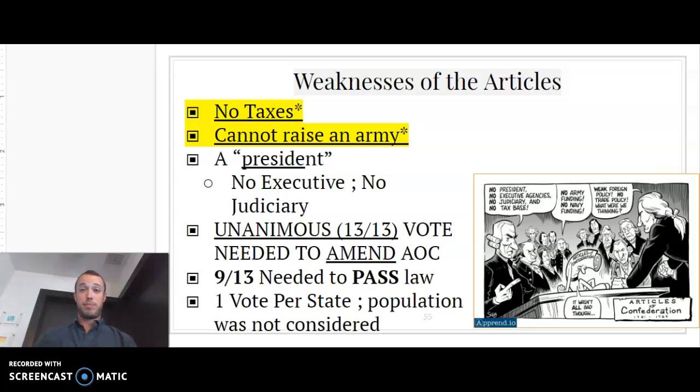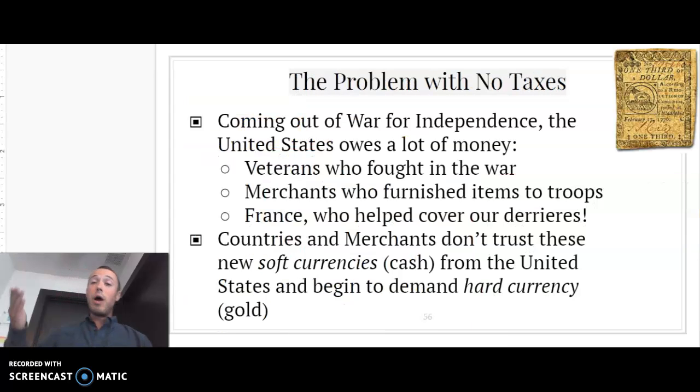Everybody had 1 vote. All right, now, please don't forget no taxes and that ability to tax and can't raise an army. You're going to see why that's important. So a big problem with not being able to tax is wars are expensive. We talked about this with King George. And you've got a whole lot of veterans who were promised a pension or promised to be paid for their service, and they're not getting paid.